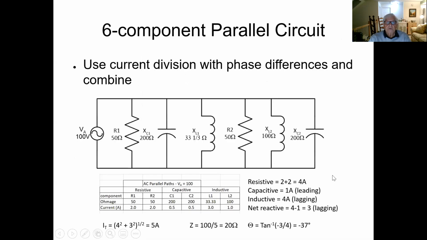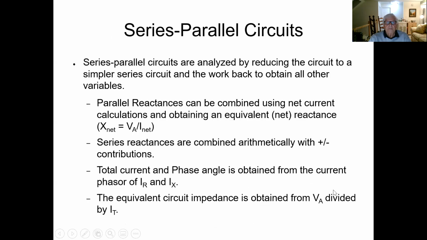And we could do something similar using a 6-component parallel circuit. The best way to do that is to create a little table to get everything done. In case we have series-parallel circuits, we do that by reducing the circuit to a simpler series circuit as we did before, and to obtain all the other variables. Okay, do series reactance, total currents, phase angles.